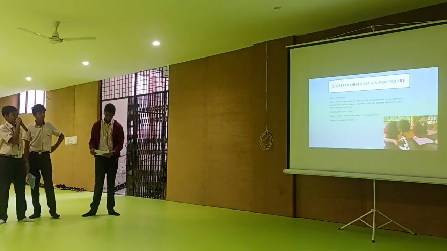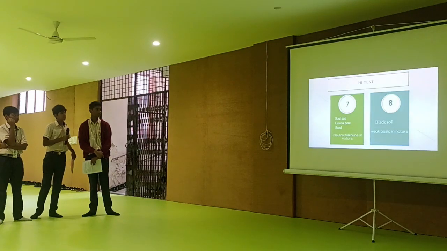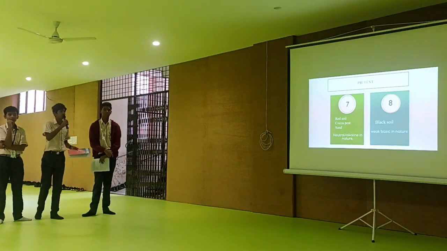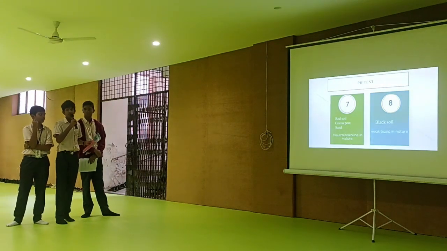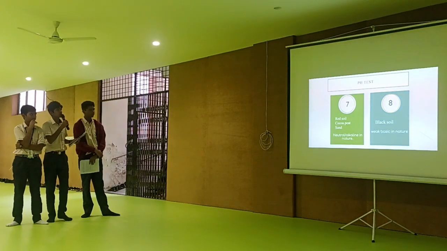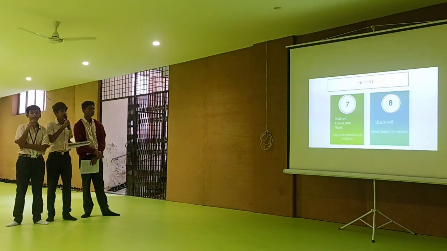Now I'll pass it over to the next speaker. The pH test results were that black soil, red soil, coco peat and sand were 7, which is neutral in nature, and we found that black soil was 8, which is weakly basic.